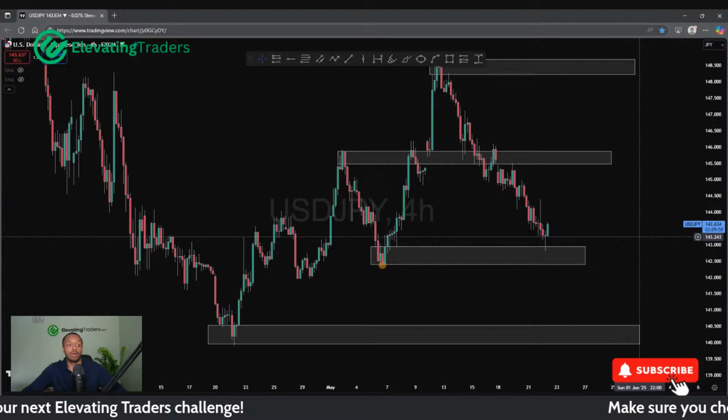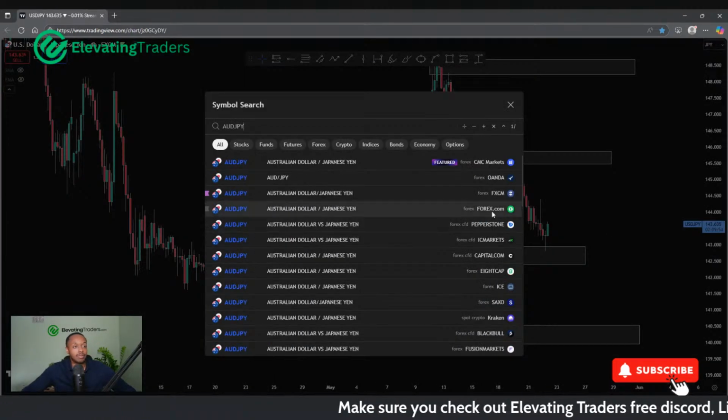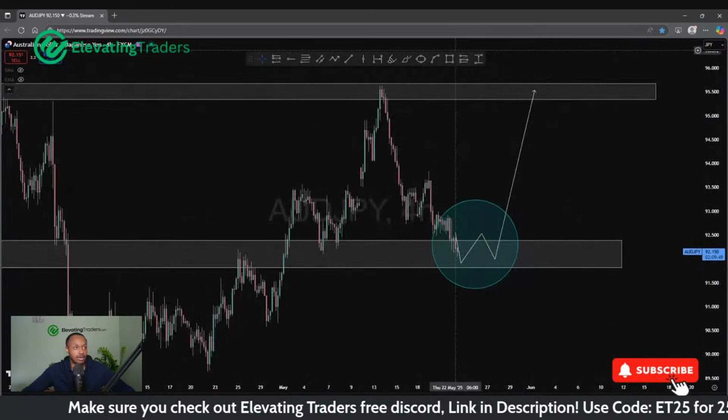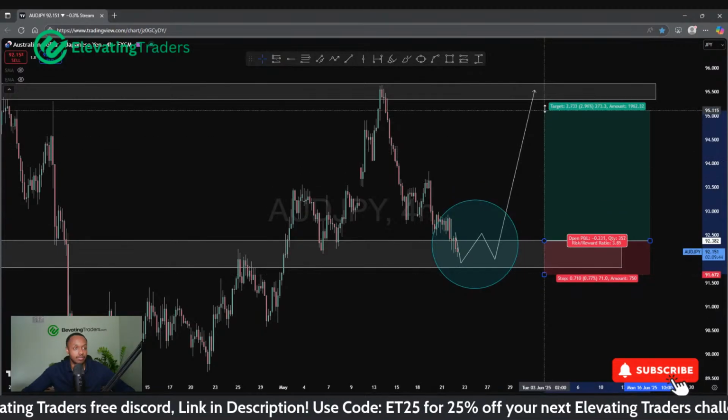So yeah, that's kind of where I'm at with dollar yen. I do think Aussie yen looks a bit better, so I'm going to focus more so on that one. And I think the risk reward here is a bit better as well. So this is where I'm going to spend most of my time here for the yen pairs.